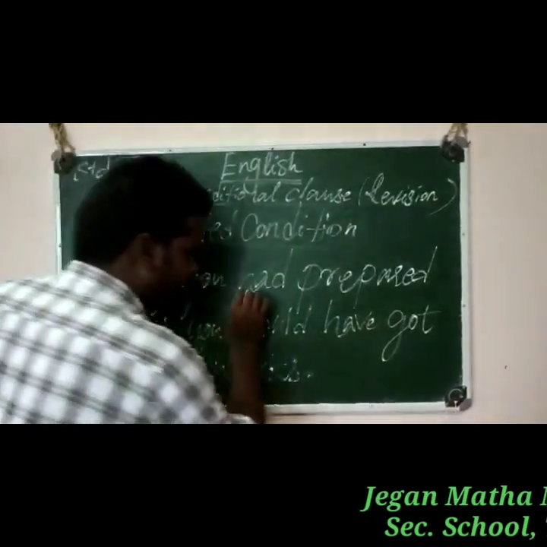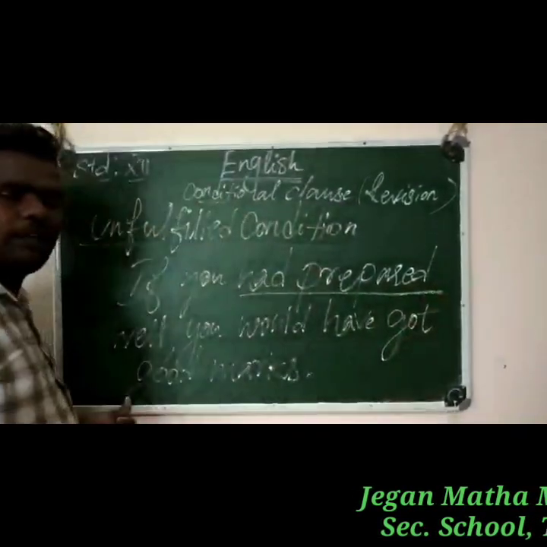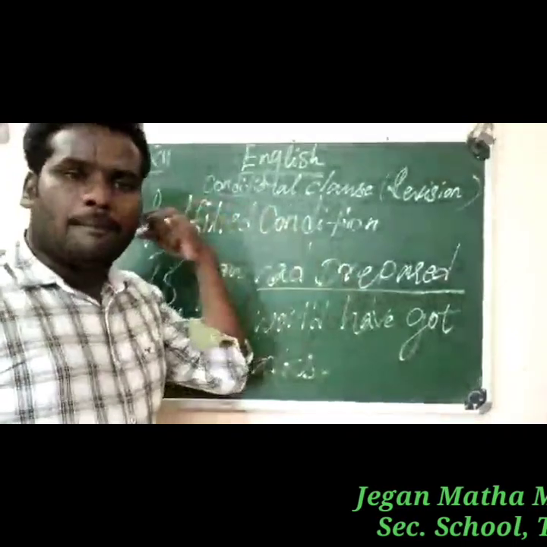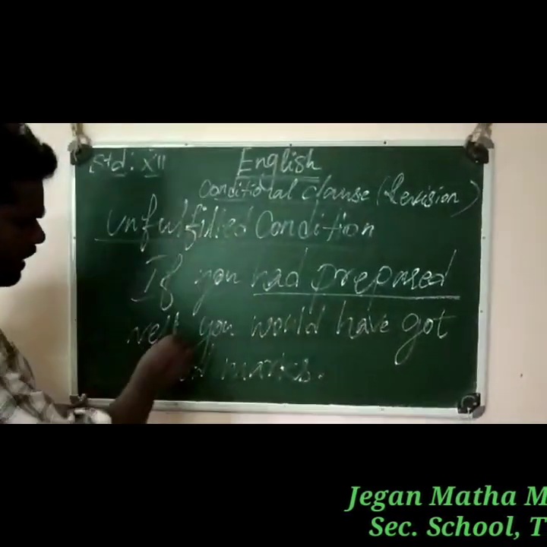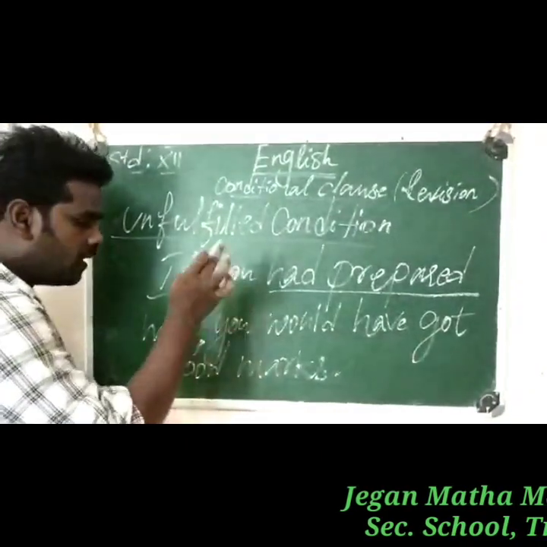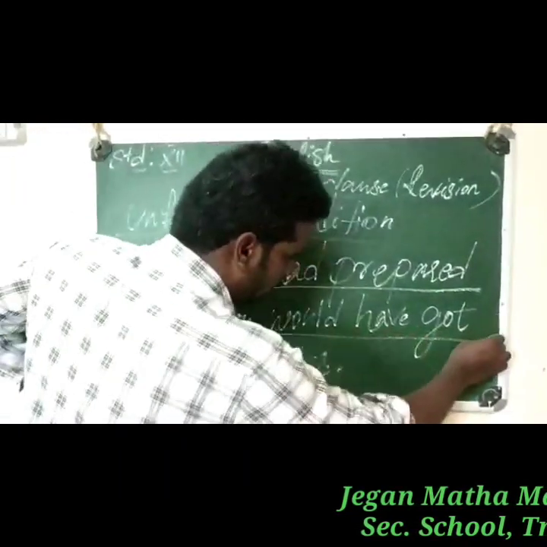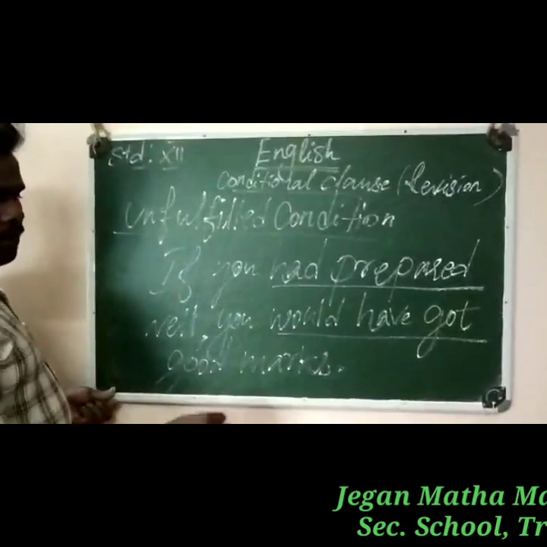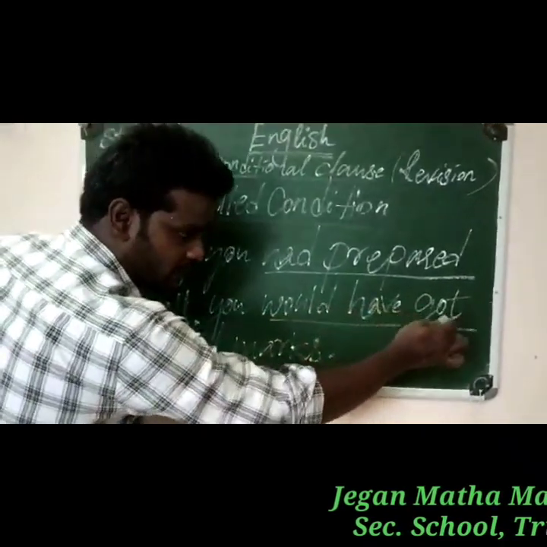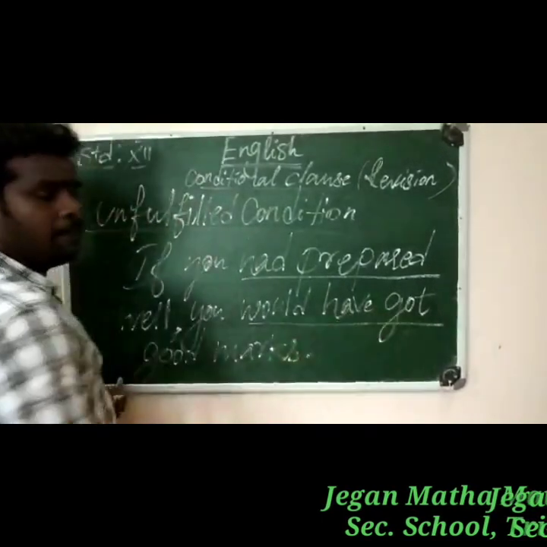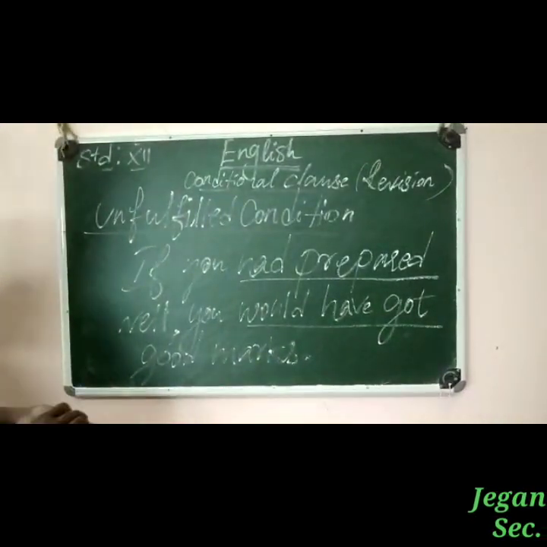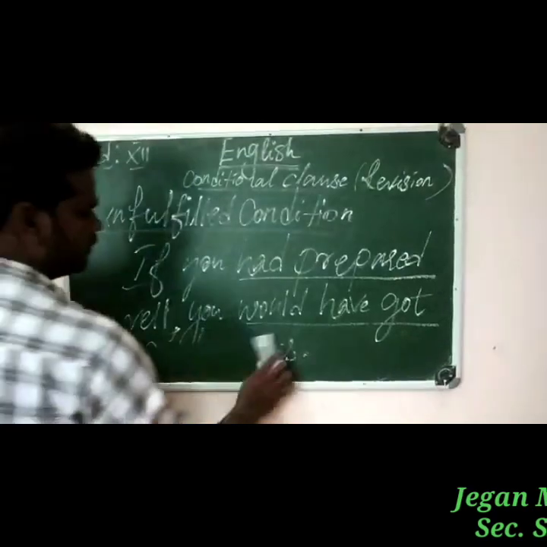If you had prepared, what tense form have we learned? Past perfect, the condition part, up to well. The result part, you would have got good marks. Would have plus V3. This is the third form of the verb, the past participle. Let me give one more example.